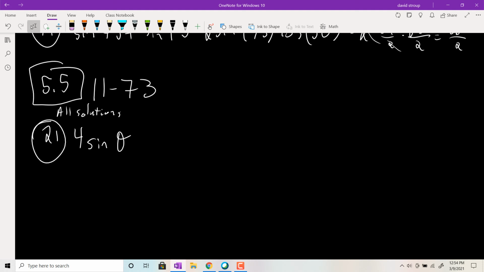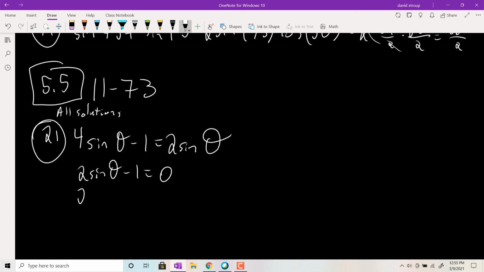So 4 sine of theta minus 1 equals 2 sine theta. What we want to do is isolate the trig function on one side. So if I subtract the 2 sine theta, I get 2 sine theta minus 1 equals 0. And then I could solve this for sine. So 2 sine theta equals 1, and then sine of theta equals 1/2.